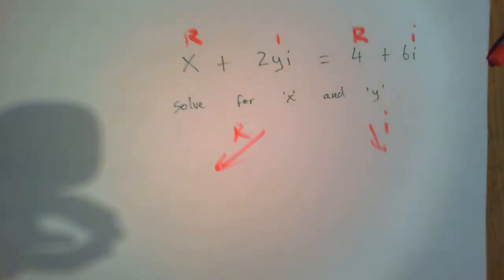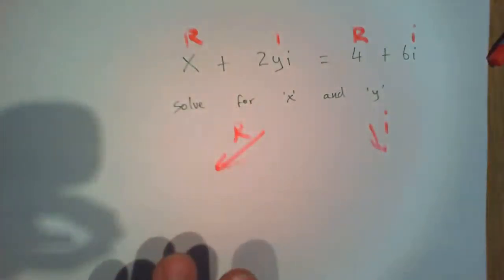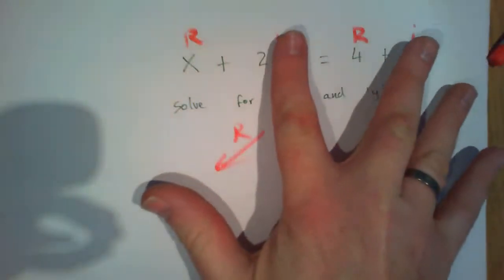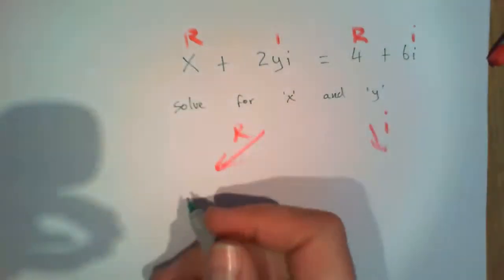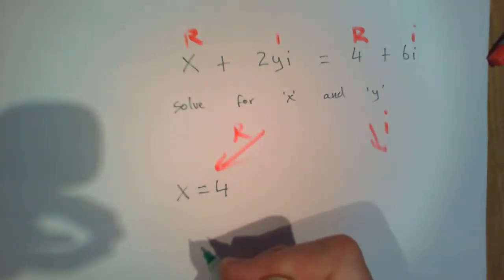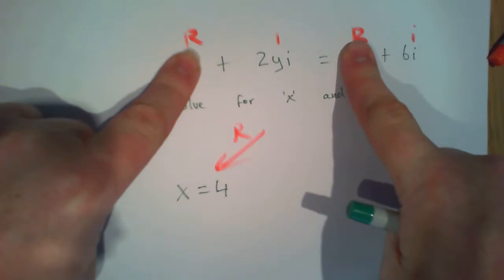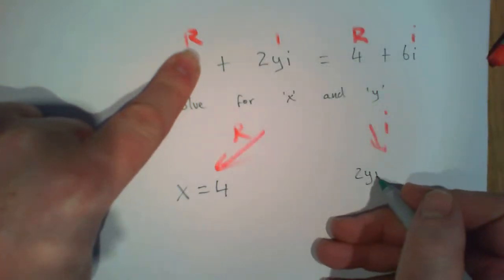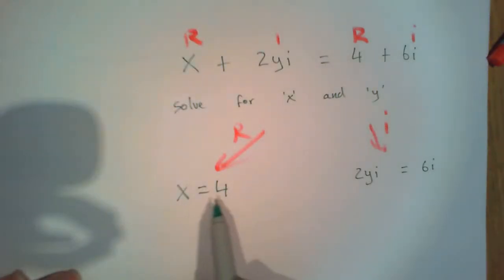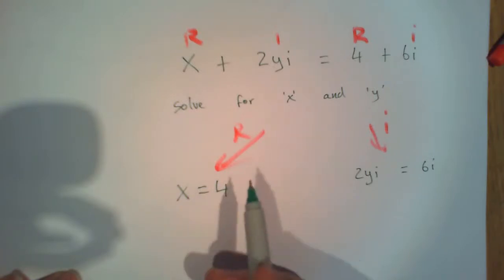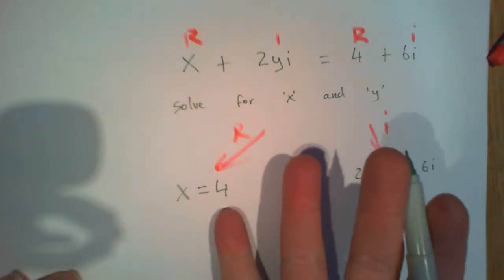So that's what I'm going to do first of all. I'm going to keep everything where it is, except for the real side of my equation, I'm going to imagine that the imaginary bits don't exist. So we just have x equals 4. And then for the imaginary side of my equation, I'm going to pretend that the real bits don't exist. So I have 2yi equal to 6i. Now, this can be solved. Obviously, if you had a coefficient of x, you just divide across by the coefficient and solve it, but it's solved already, so x equals 4.